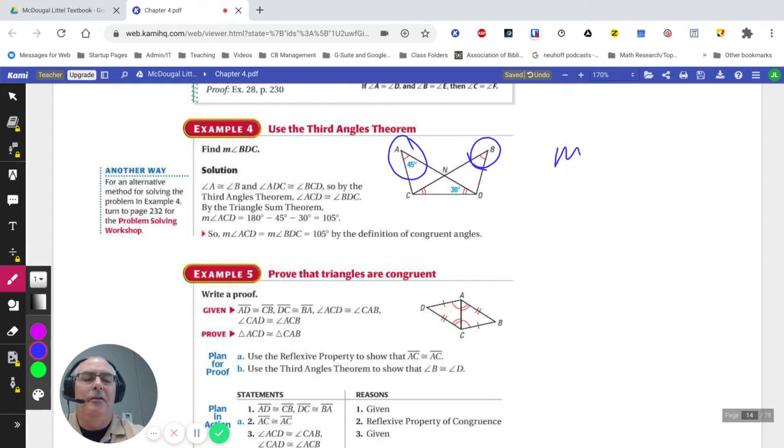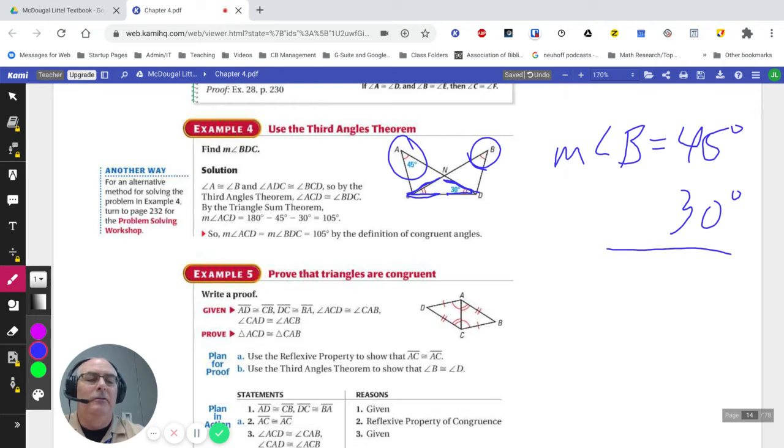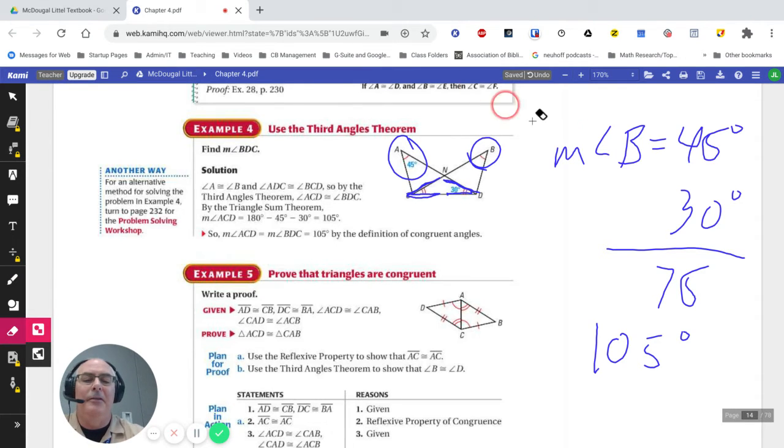So the measure of angle B is also going to be 45 degrees. And I know the angle of this triangle and the angle of that triangle match up as well. They're both going to be 30 degrees. And so I've got 75 degrees here. The other angle that I'm looking for in both triangles, which will be equal using the theorem that we just looked at, in both triangles will be 105 degrees.